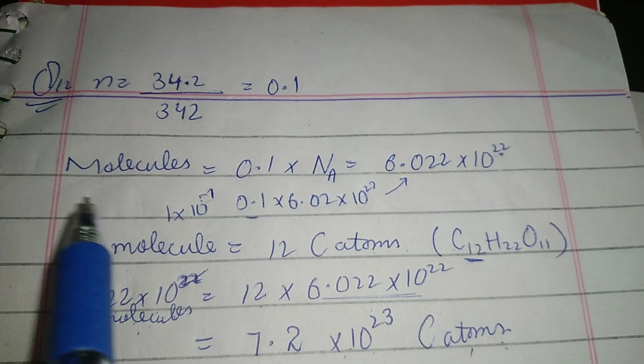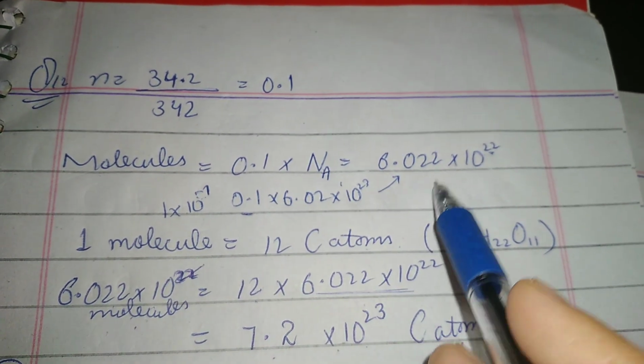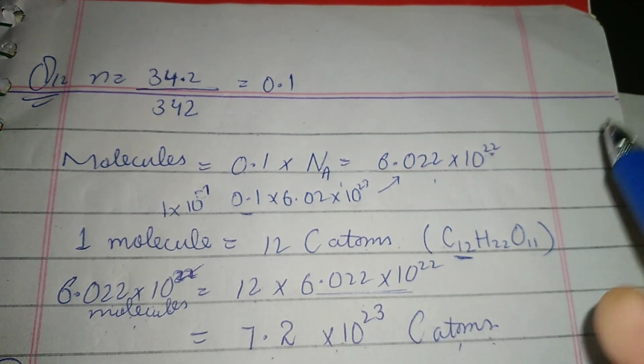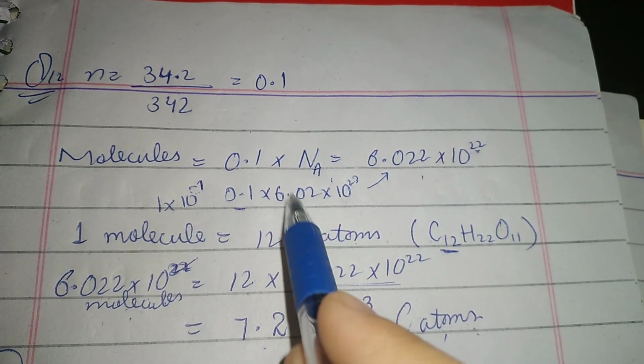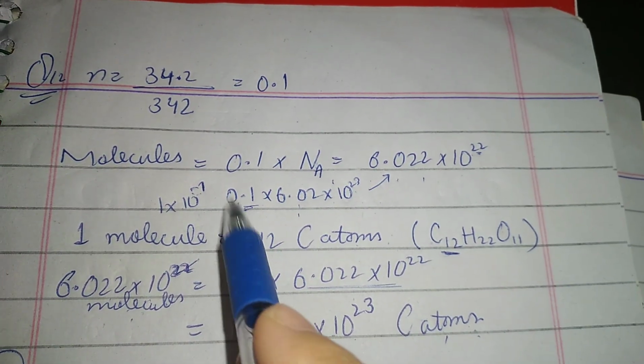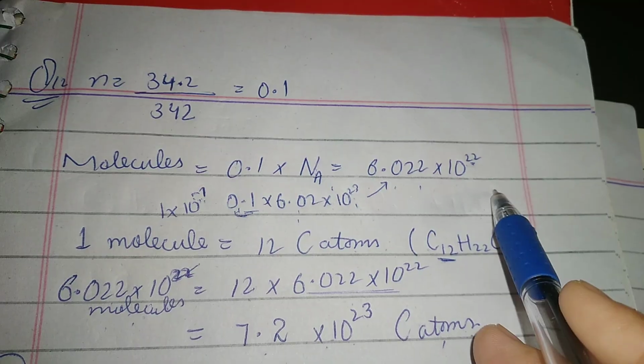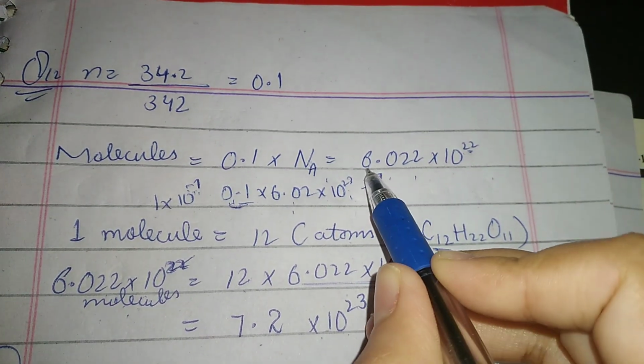Next we have to find the number of molecules. We multiply the number of moles with Avogadro's number, and we get 6.022 multiplied by 10 raised to power 22. How did it come? 0.1 multiplied by Avogadro's number, 6.02 multiplied by 10 raised to power 23, and as we all know, 0.1 can also be written as 1 multiplied by 10 raised to power minus 1. So minus 1 plus 23 gives 10 raised to power 22. So these are the number of molecules.